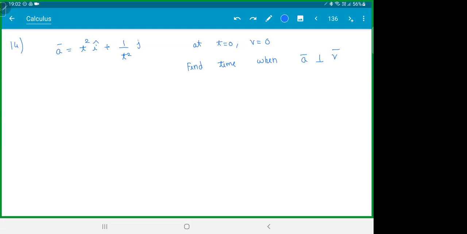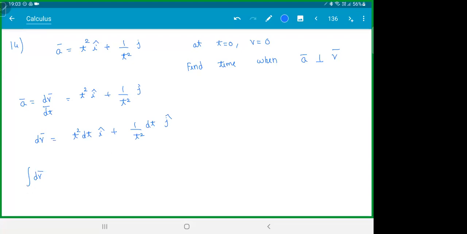Let's see. Okay, so now how to do this? Just have to be careful. It is the same thing. So acceleration was dv bar by dt. So you just keep putting bar everywhere on the top now. t square I cap plus 1 by t square j cap. So dv bar will be t square dt I cap plus 1 by t square dt j cap. Now when you integrate, this will be integral dv bar.